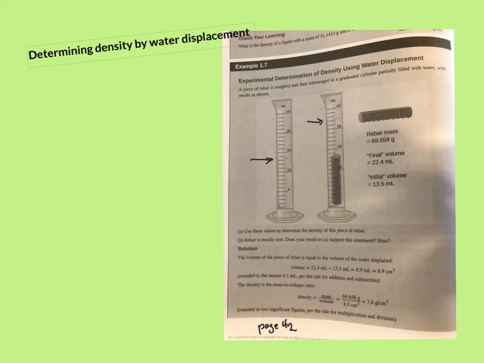I believe you can see that the volume of the piece of rebar is equal to the volume of water that was displaced when the rebar was put into the original volume of water. And so this subtraction allowed them to find the volume of the metal. And then these values were plugged into this equation. And my answer was rounded to 2 significant figures, correctly so.